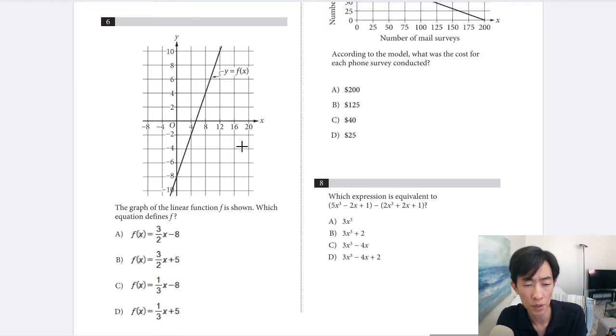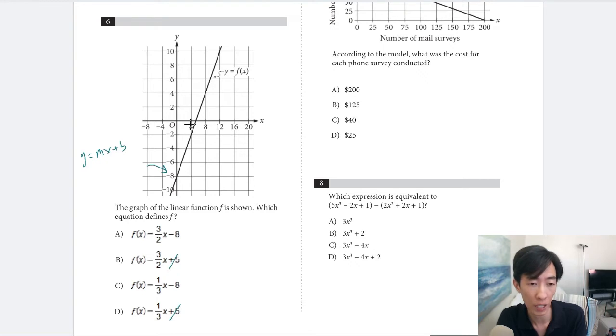Question 6, the graph of the linear equation f is shown. Which equation defines f? So this is a line, obviously. Notice all your answers are going to be in y equals mx plus b form, which makes it easy. The y-intercept is very easy. It's negative 8. So I'm going to eliminate automatically all the choices B and D, where the y-intercept is not negative 8. And now we want to know the slope.